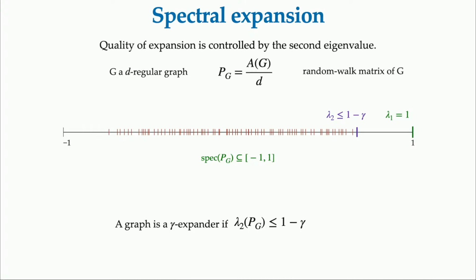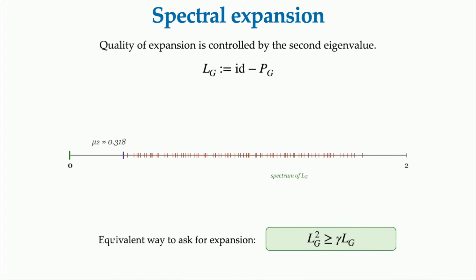Actually, I want to make a little change here. I instead want to work with this other matrix called the Laplacian. It's basically the same thing as the transition matrix, except I took the identity and subtracted out the transition matrix. The effect this has is it changes the eigenvalues from being between -1 and 1 to being between 0 and 2. You're always going to have an eigenvalue at 0 corresponding to the all ones vector. And now the quality of expansion is measured by the smallest non-zero eigenvalue.